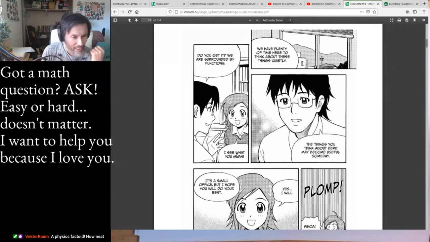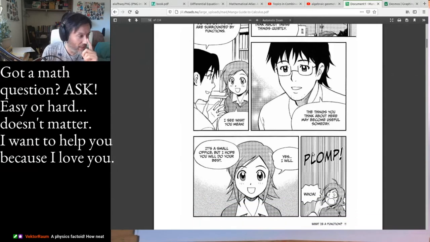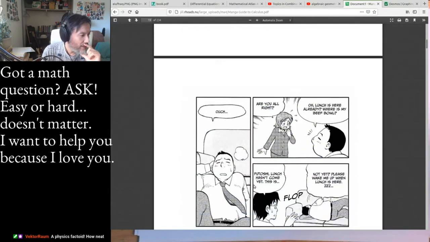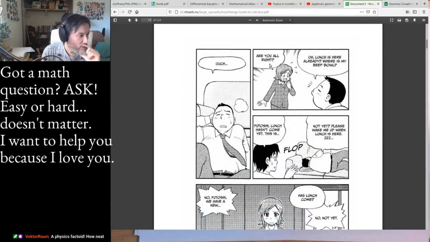I see what you mean. We have plenty of time here to think about these things quietly. The things you think about here may become useful someday. I think that's called foreshadowing, personally. It's a small office, but I hope you will do your best. Yes, I will. Plomp. Whoa! Ouch. Are you all right?